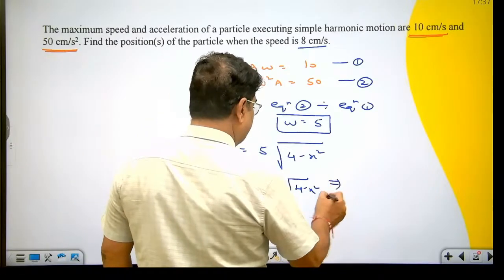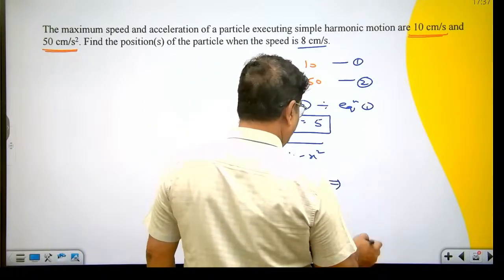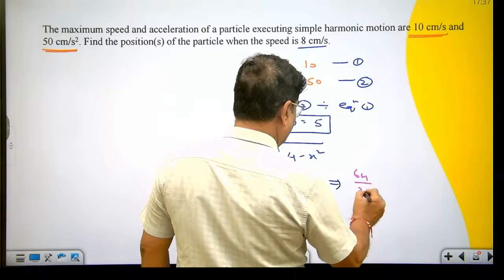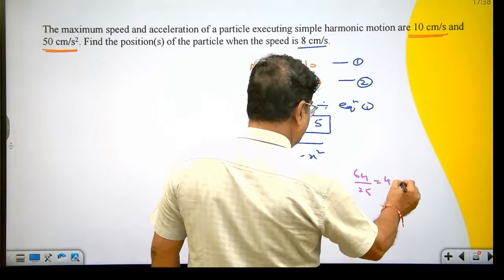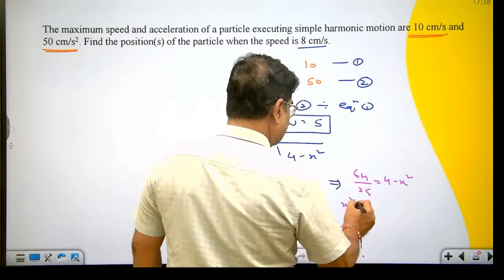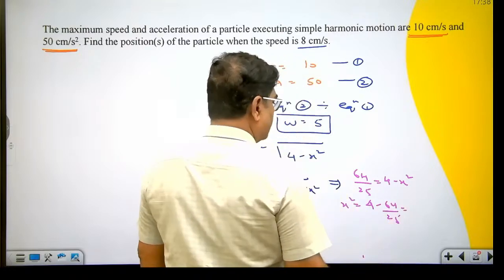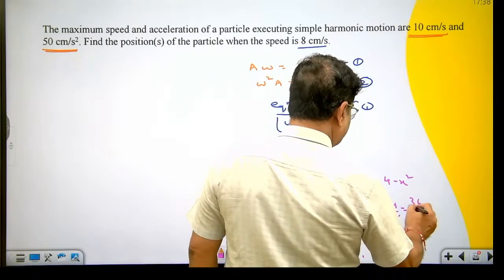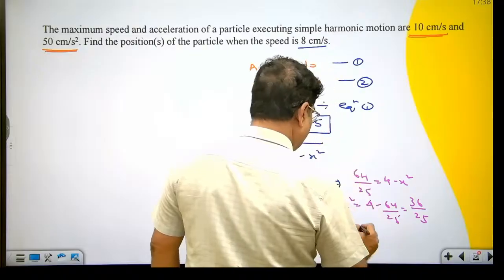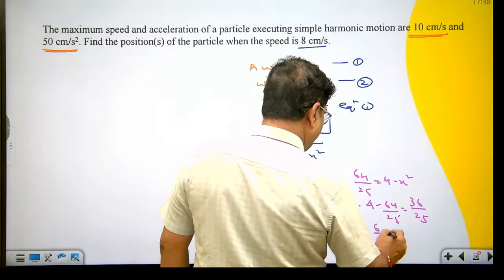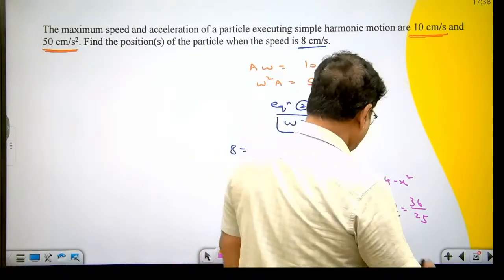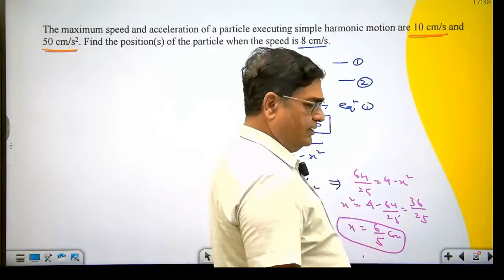Make the square on both sides. We will get 64 upon 25 equals 4 minus x square. So x square equals 4 minus 64 upon 25. This is 100 minus 64, which means 36 upon 25. So x is 6 upon 5 centimeter. This is the answer. Thank you.